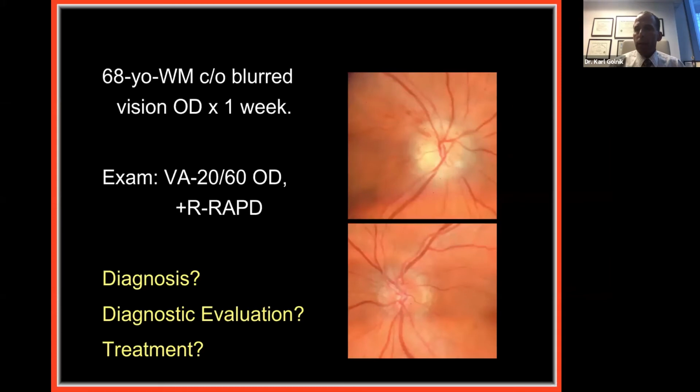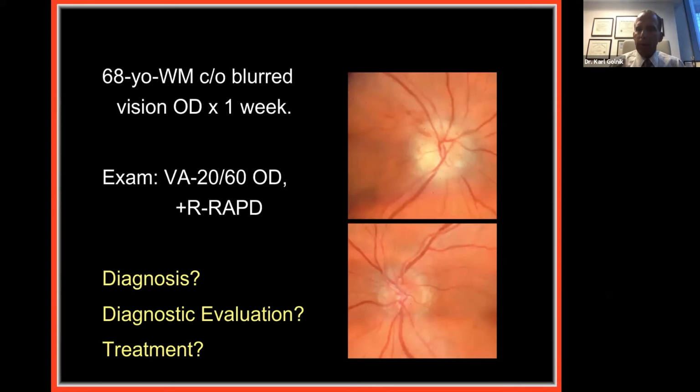And I'm going to move on to topic number two. Here's another patient, a 68-year-old Caucasian gentleman, who complained of blurred vision in the right eye for 1 week. You can see the right optic disc on top, the left optic disc on the bottom. The exam showed visual acuity of 20/60, which would be 6/18, in the right eye, normal in the left, and there was a right relative afferent pupillary defect. And the question is, well, what's the diagnosis? What's the evaluation? And what, if any, is the treatment?